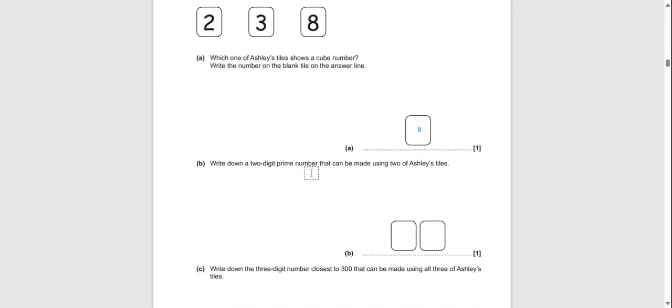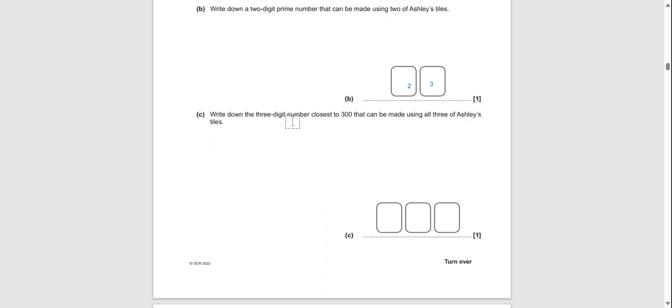Write down a 2-digit prime number that can be made using 2 of Ashley's tiles. Well, the first thing I'm going to look at is my prime numbers, and I'm just going to go up in primes. And when I look straight away, I can see 23 is there. Okay, 23 is a prime number. So I'm going to put 23 in.